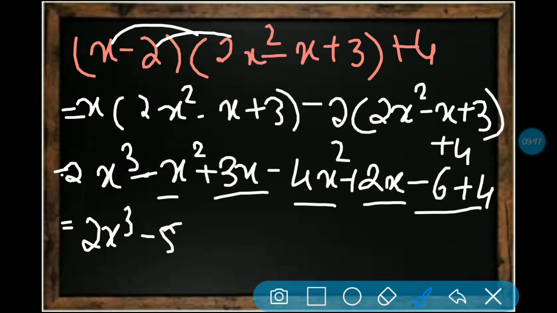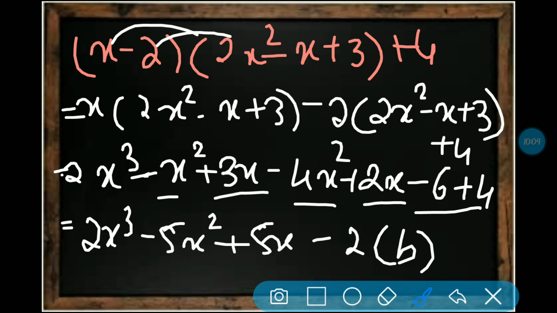Now minus 4x square minus x square is minus 5x square, and then 2x plus 3x is 5x, and 4 minus 6 is minus 2. The option is B. That's it, the solution is done. Just note it down in your notebooks or just take a screenshot.